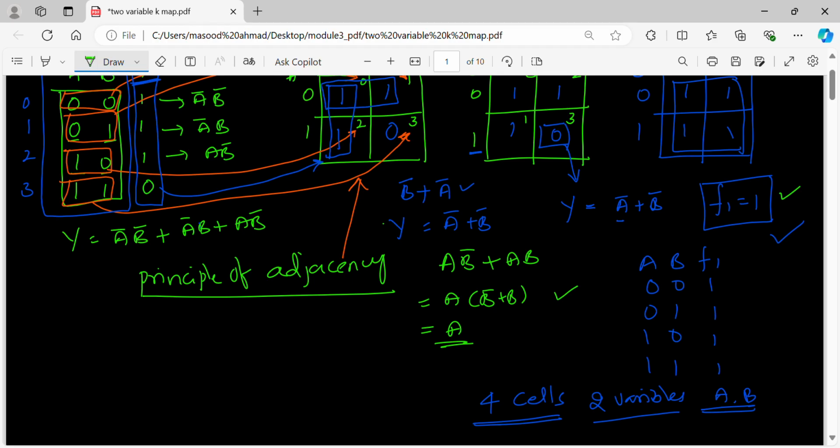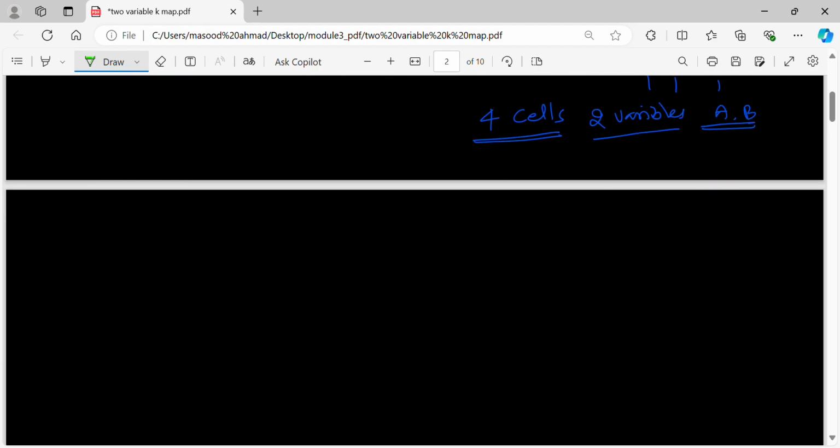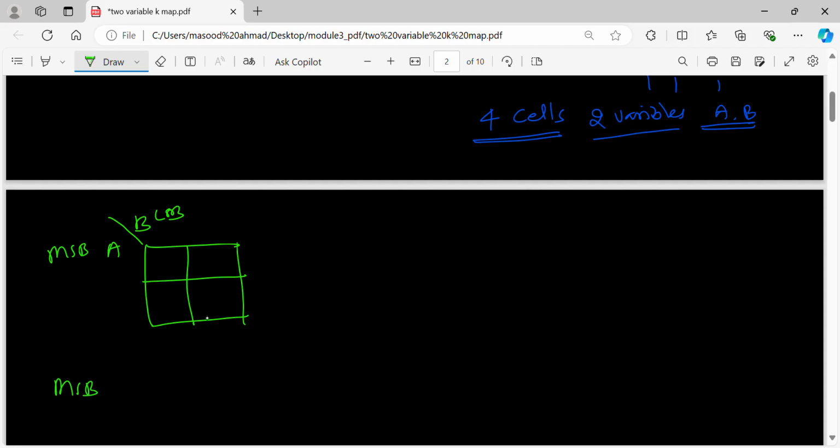Now what is the other possibility for a 2 variable K map? When we are working with a 2 variable K map, the possibilities are like this. Let's suppose A is MSB, B is LSB. What is MSB? Most significant bit. What is LSB? Least significant bit. Let's say this is 0 and 1, this is 0 and 1. So cells 0, 1 when MSB is 0, and cells 2 and 3 when MSB is 1. One possible way to combine is these two and these two.